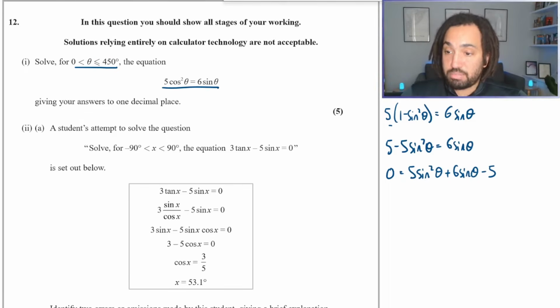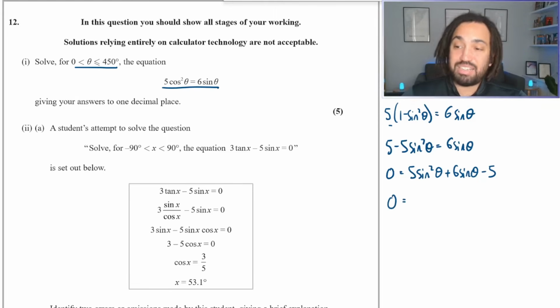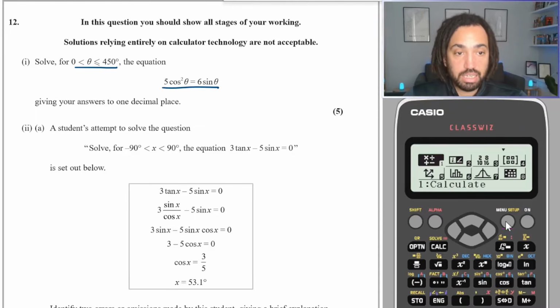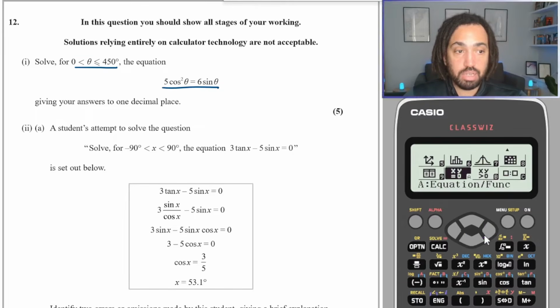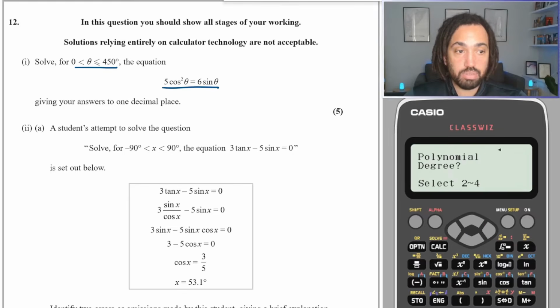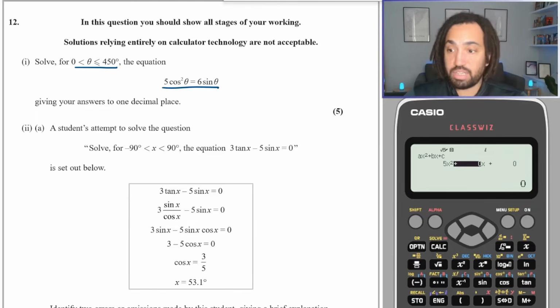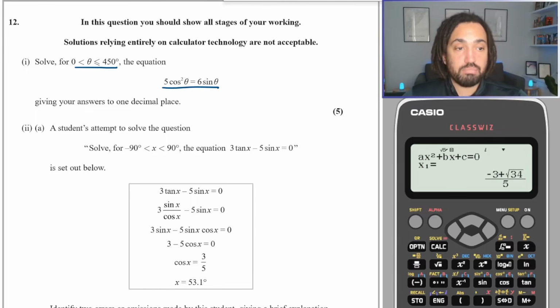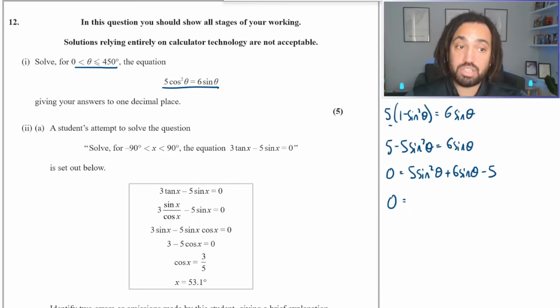Okay, can I factorise that? Don't think I can. No, I don't think that can be factorised because minus 25 would be the AC term, so that's no good. So I'm going to have to go to the calculator, and I'm just going to go to equation polynomial degree 2, and it is 5, it is 6, and it was minus 5. Okay, we get minus 3 plus or minus root 34 over 5.